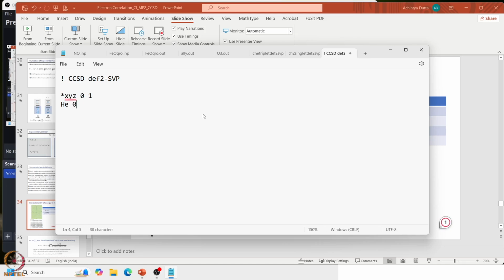For helium, of course, the Cartesian coordinate does not really matter. So I can give it 0, 0, 0 because it's an atom. For a molecule it would have been an issue. And let's save it.